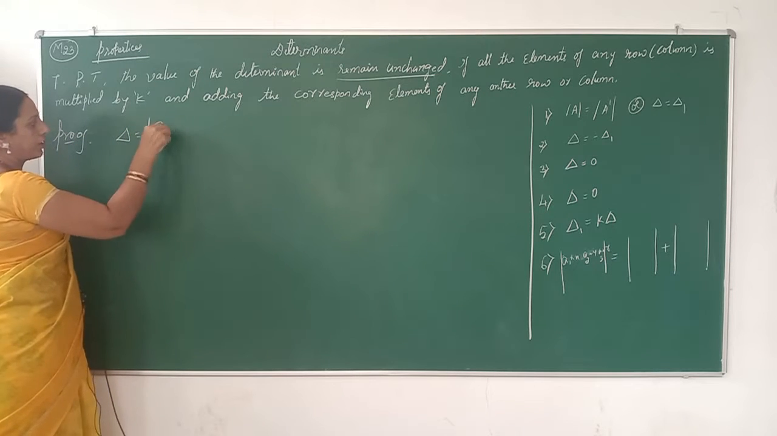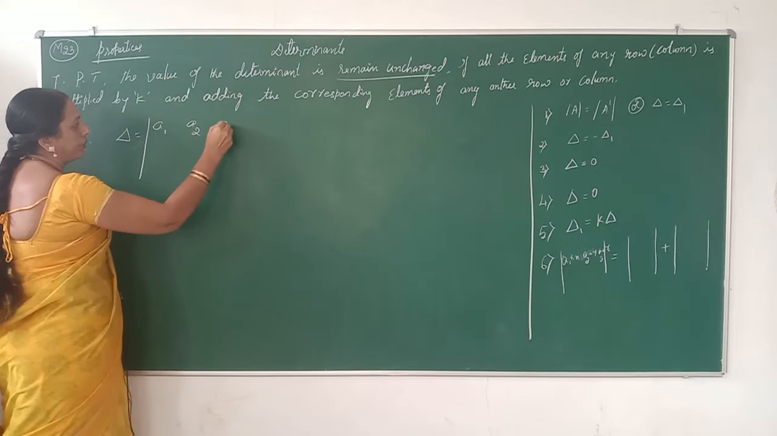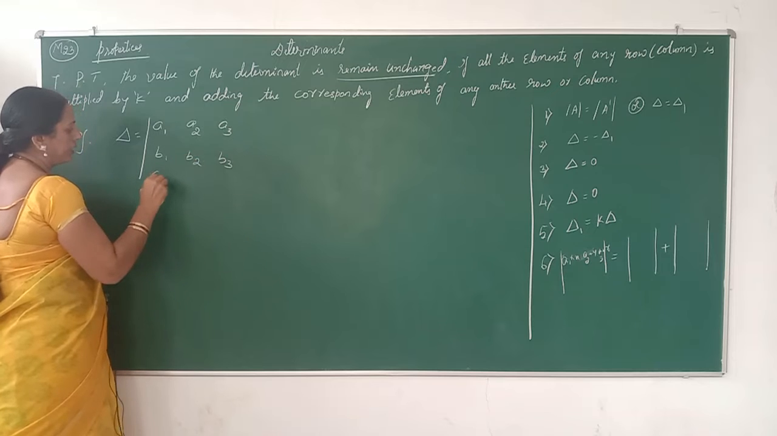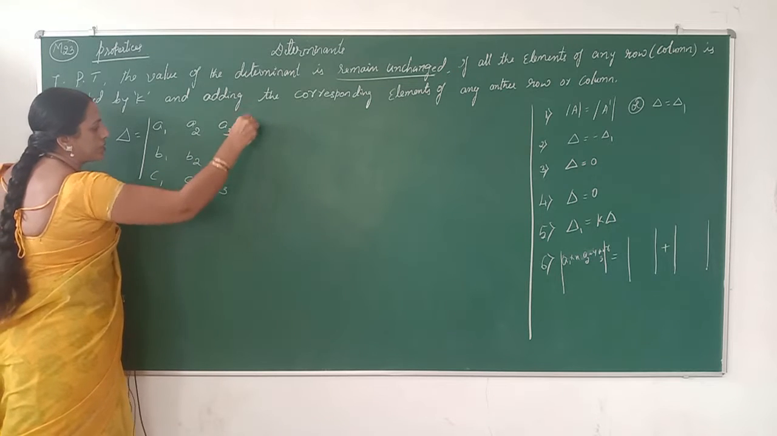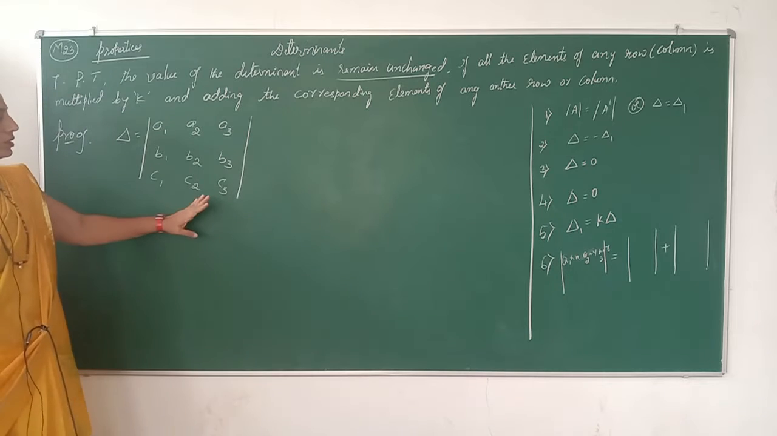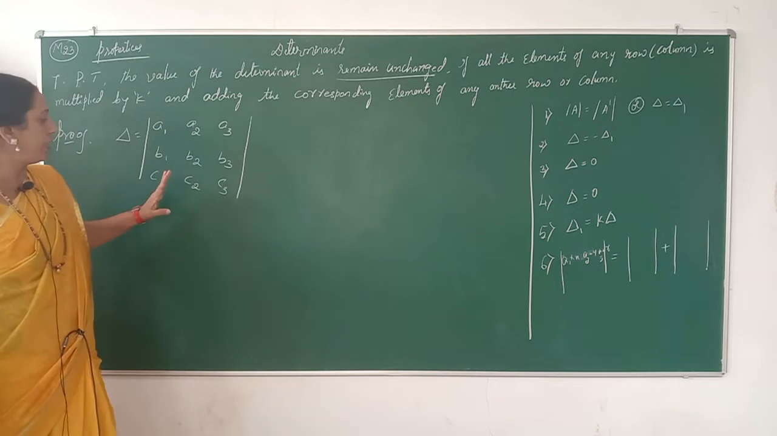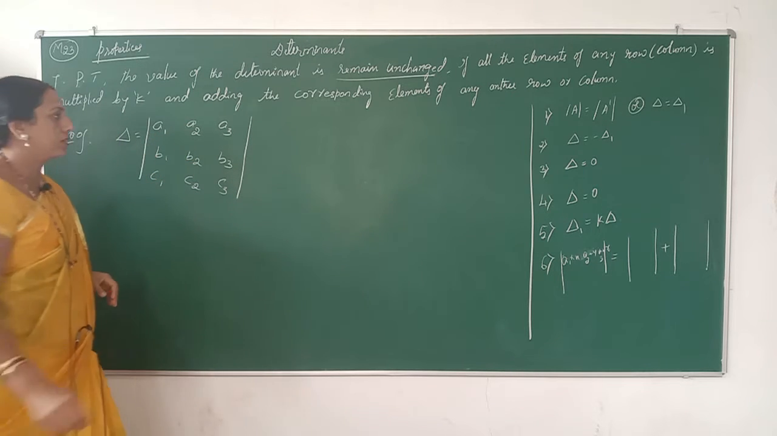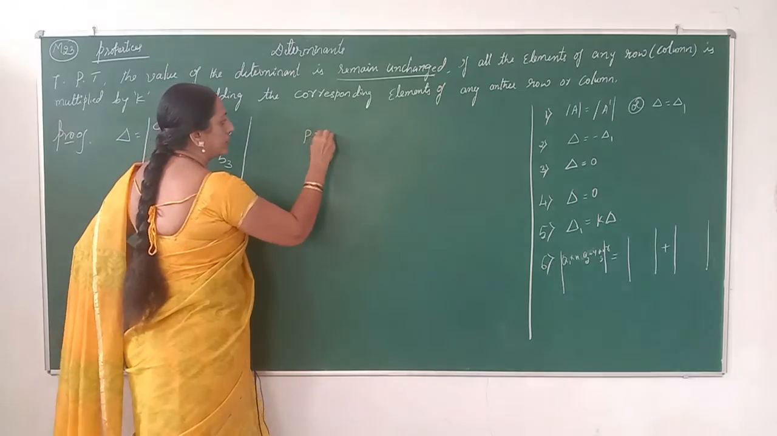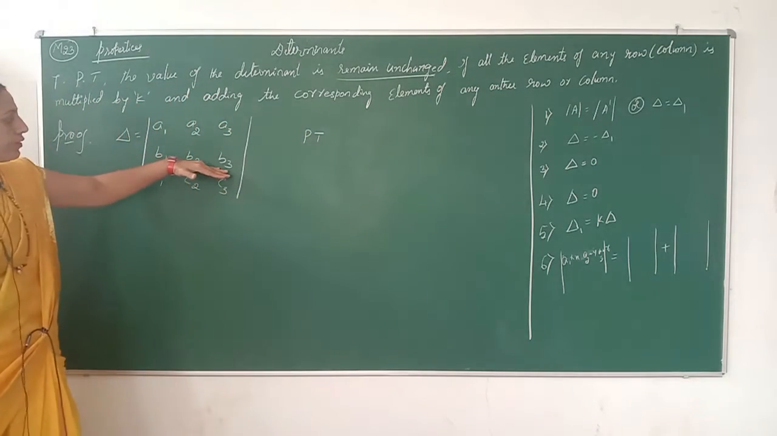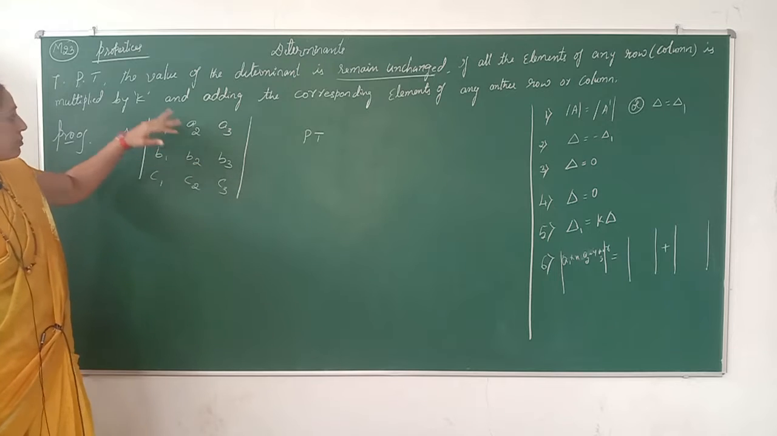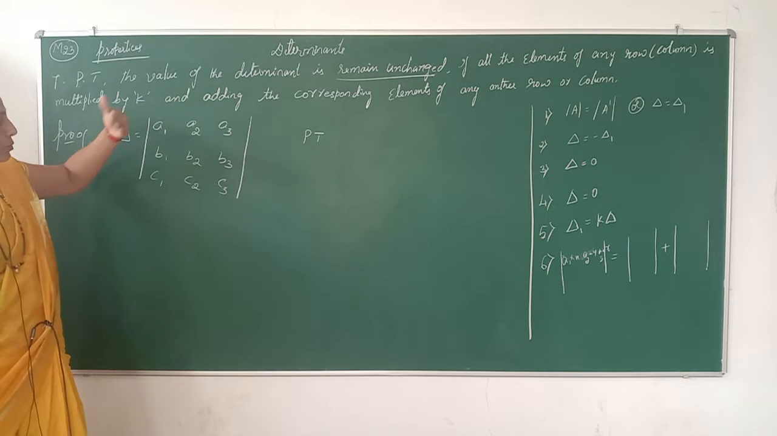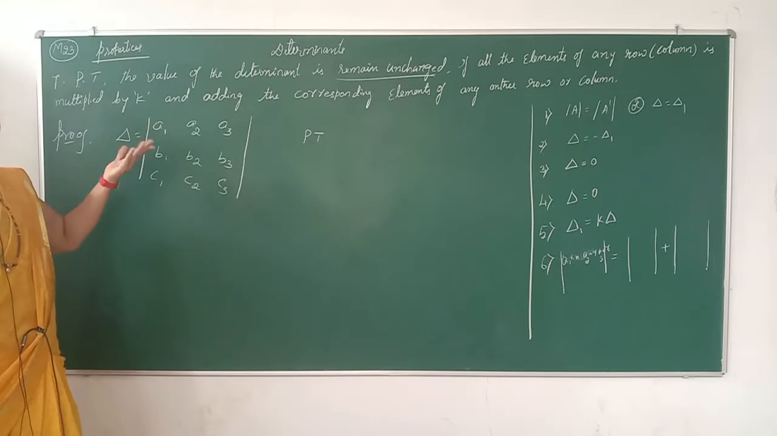The elements of delta are A1, A2, A3, B1, B2, B3, C1, C2, C3. That is not necessary for the expansion of the delta value, so we just write it in the form of a 3 by 3 determinant. Now, to prove it, if all the elements of any one row are multiplied by some non-zero scalar number k and these elements are added to the corresponding elements of any other row or column.